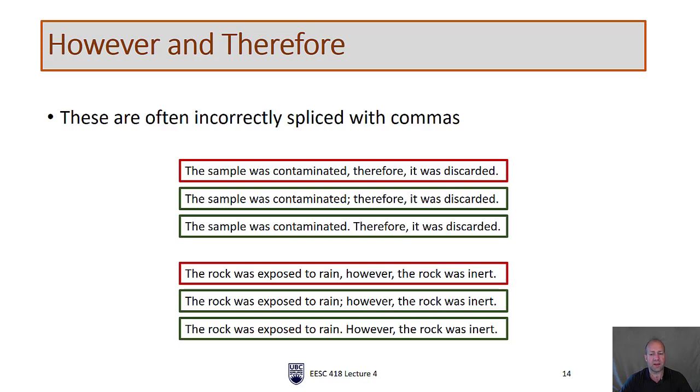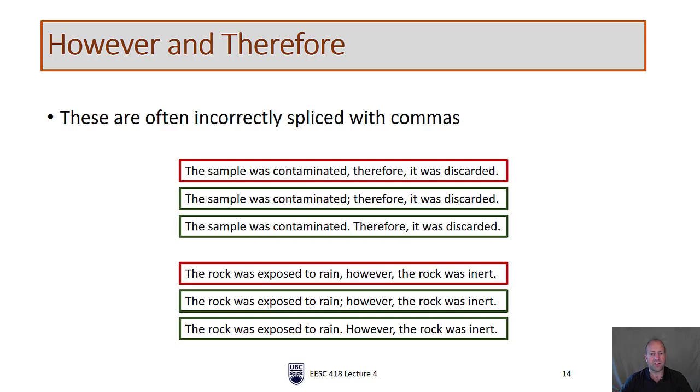The sample was contaminated, therefore it was discarded. I would say I see this much more commonly than I see it written correctly. So this is incorrect. You'll remember from our comma splice discussion. The correct way of putting this would be to use a semicolon or a period. Either one is fine. The sample was contaminated. Therefore, it was discarded.